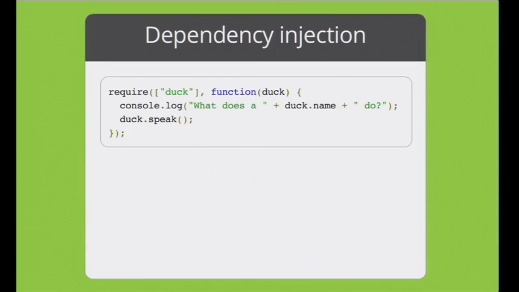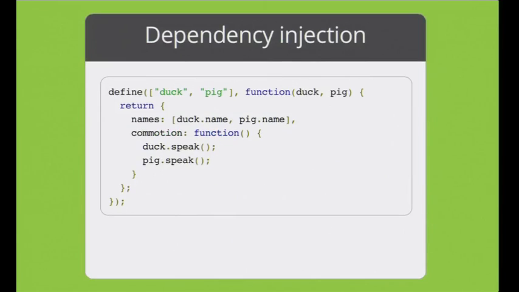And then I can use it by saying require, and I specify I want a duck. And then I have a function, and this takes that duck dependency, and then I'm logging what a duck does, calling duck.name, and then calling duck.speak. Now, of course, just requiring something from somewhere else directly like that doesn't really achieve anything. What's more interesting is when you define a module that depends on other modules.